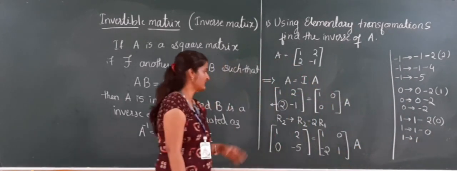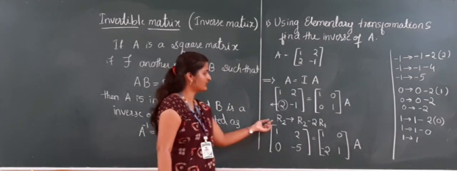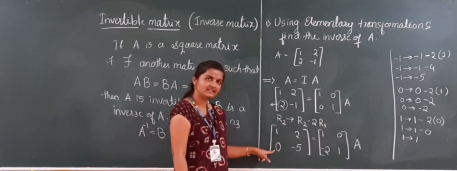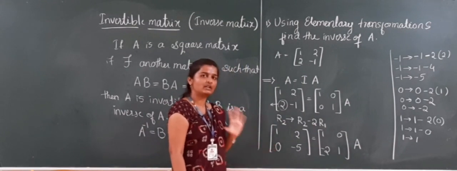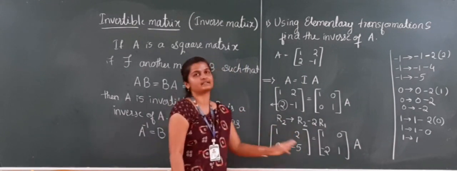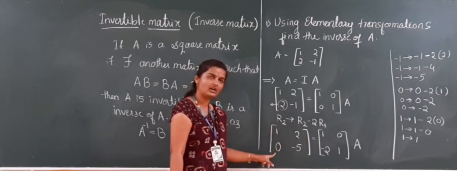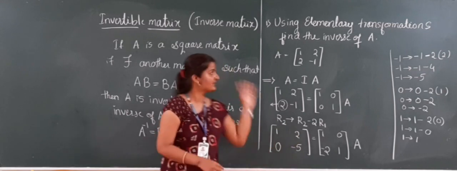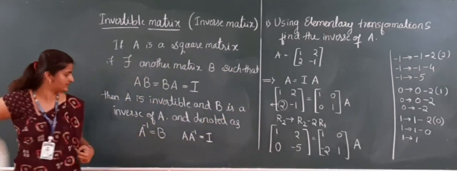So the first step is over. R2 changes to R2 minus 2R1. So I have made this term as 0. Our only motto is I have to convert this matrix into an identity matrix. So the second term we got. Only left is I have to convert this as 1, this as 0. So I will rub this and move to next.